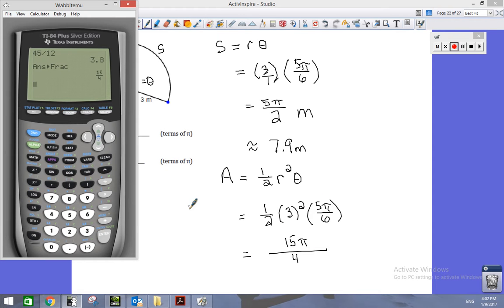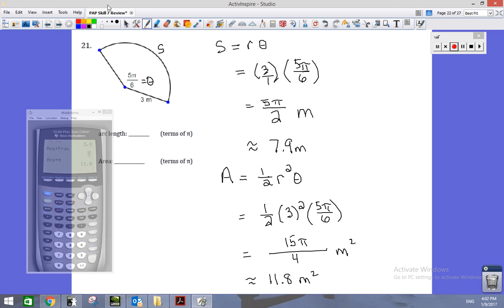So that's in square meters. If I get a decimal approximation to that, let's take this 15 over 4 and multiply it times pi, and to 1 decimal I'm getting this 15 pi over 4 equal to 11.8 square meters. All right, so I hope that helps.